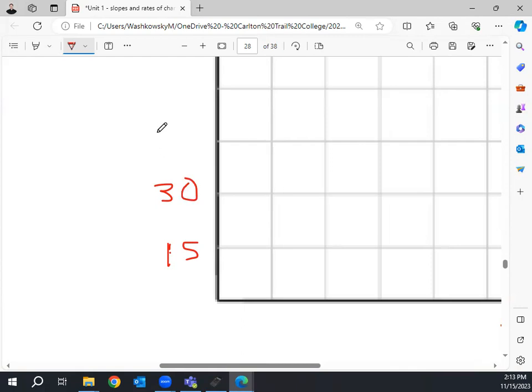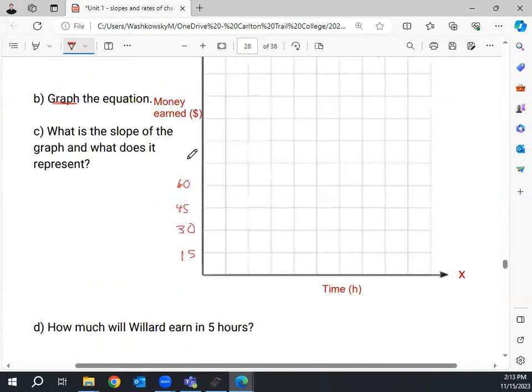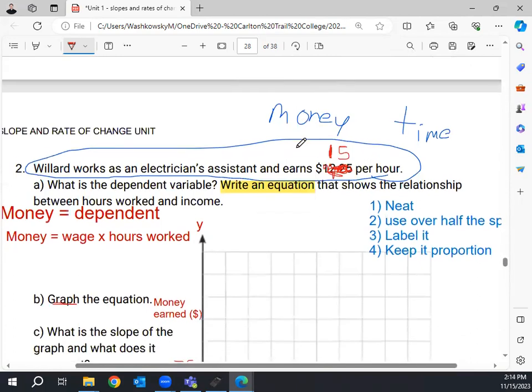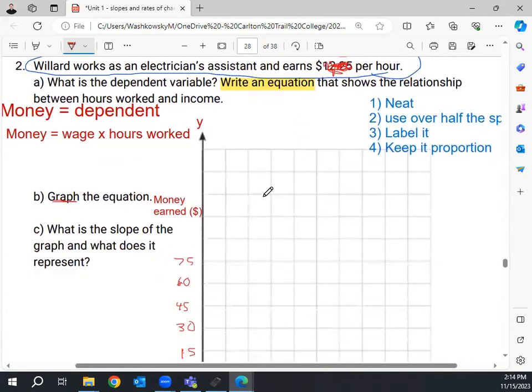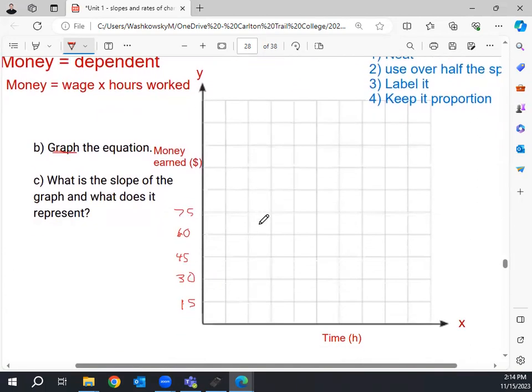This is when I said that everyone's graph is going to be a little bit different. 45, 60. So all I'm doing here is putting in some nice, easy values that I think are going to work well with the graph. The reason I'm picking $15 here is, any guesses? Why am I going up by 15s? Yeah, because he's making $15 an hour. It's going to make it really easy to put what I want there. You could go up by 10, 20, 30, 40. That would still work.